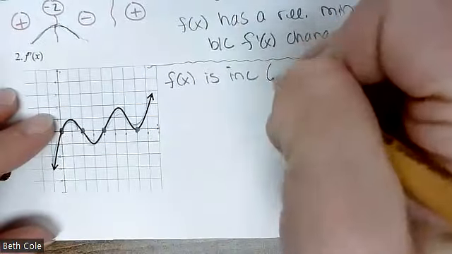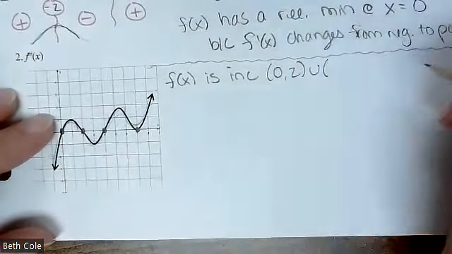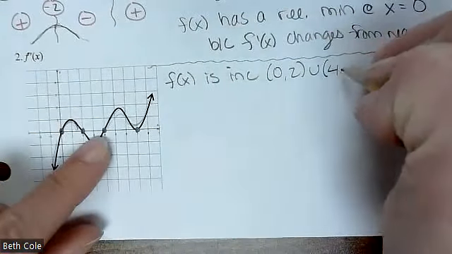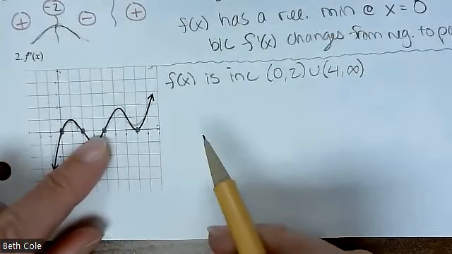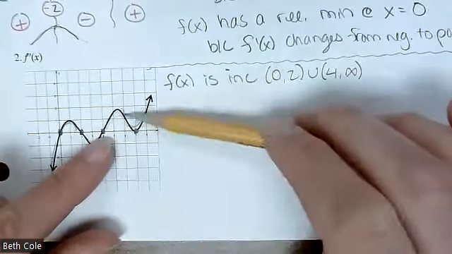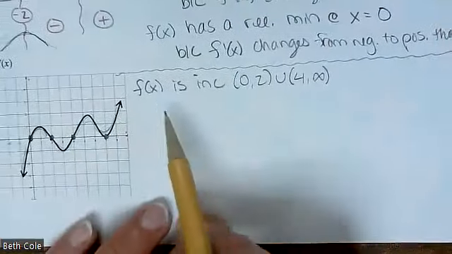0 to 2, increasing, 0 to 2, union. It's actually 4 to infinity. That 7, there's no change there. It's going to stay above sea level. Good. You guys got that.